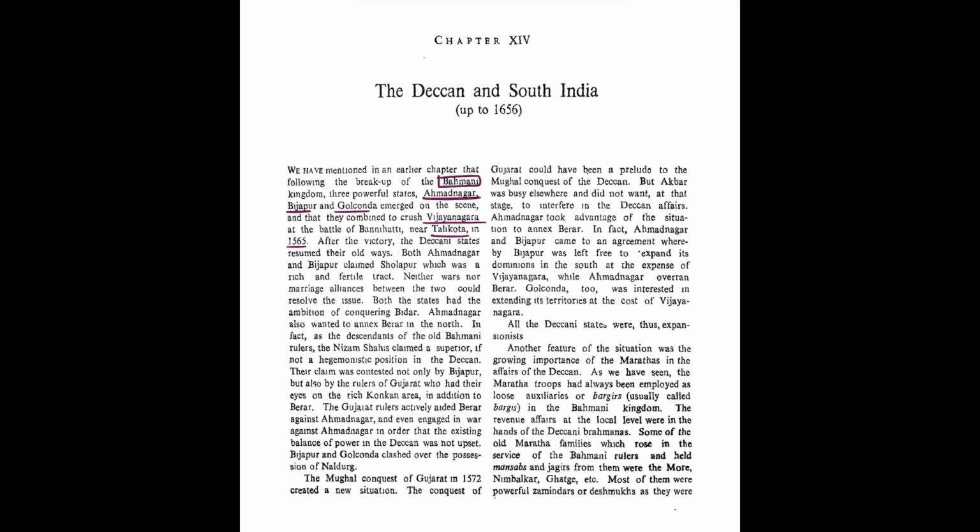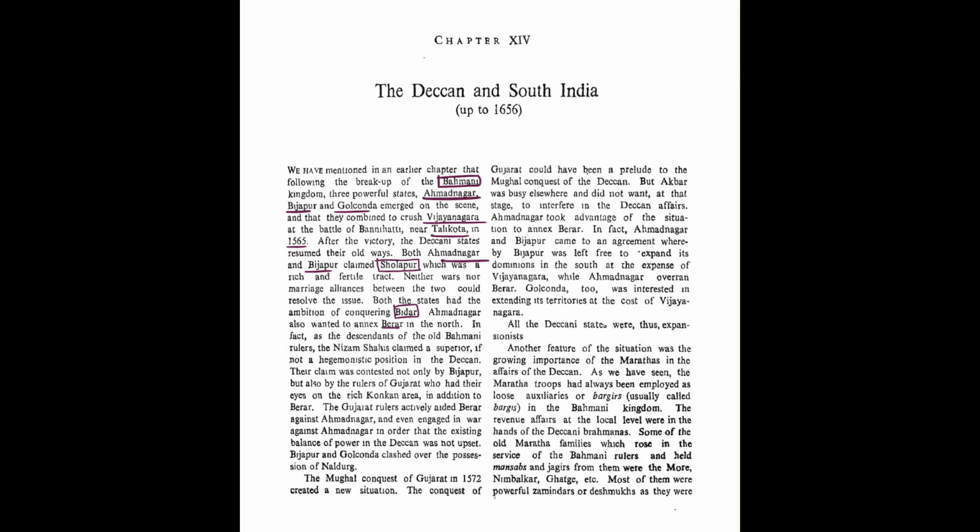Both Ahmednagar and Bijapur claimed Sholapur, which was a rich and fertile tract. Sholapur is currently a city in modern Maharashtra. Neither wars nor marriage alliances between the two could resolve the issue. Both the states had the ambition of conquering Bidar. These states which had this ambition were Ahmednagar and Bijapur. Okay, so Ahmednagar also wanted to annex Berar in the north.